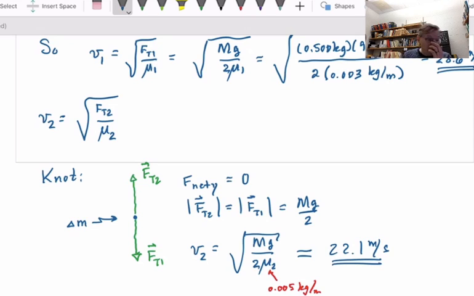Okay, so a transverse wave will travel at a different speed in the two strings. And that's because they have different mass densities, even though they have the same tension. Now here's part B.